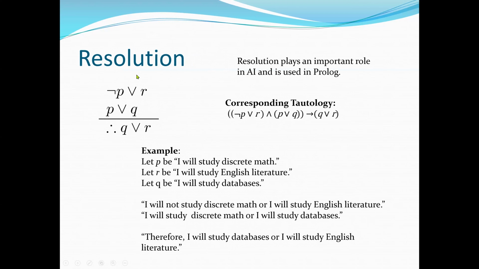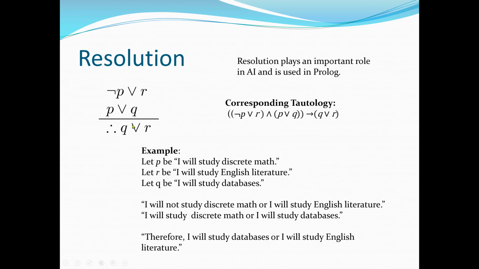So we also have the resolution. Again, these are all the rules: conjunction, disjunction, simplification, resolution. These are the rules of inference. So resolution says if not P or R, and P or Q, and you can see the trick here, therefore it will be Q or R.